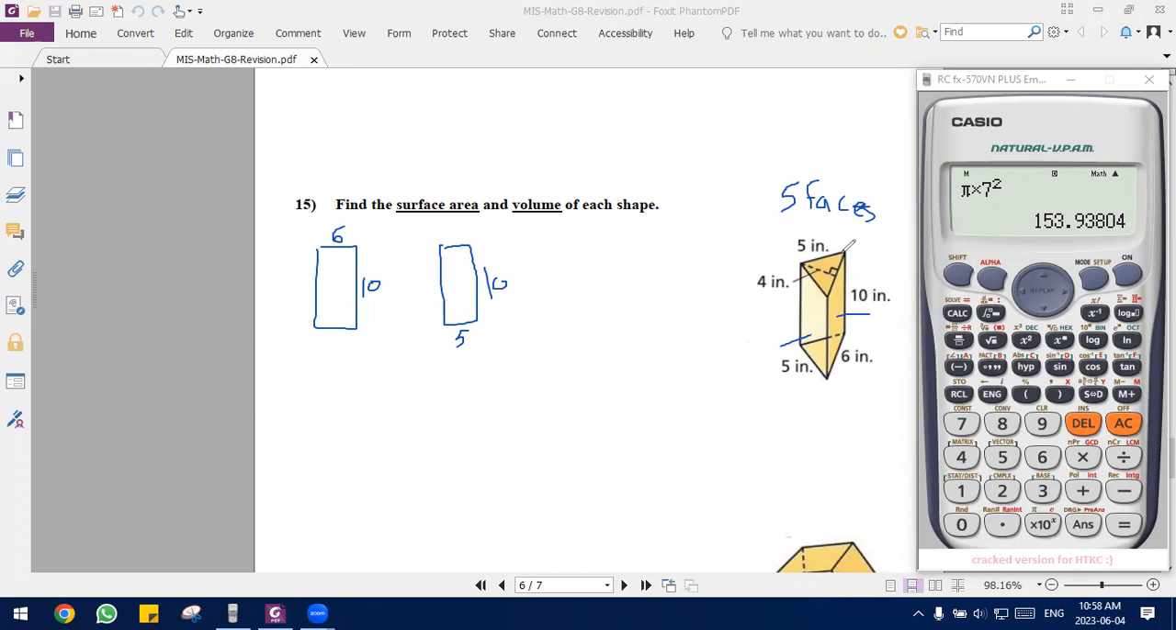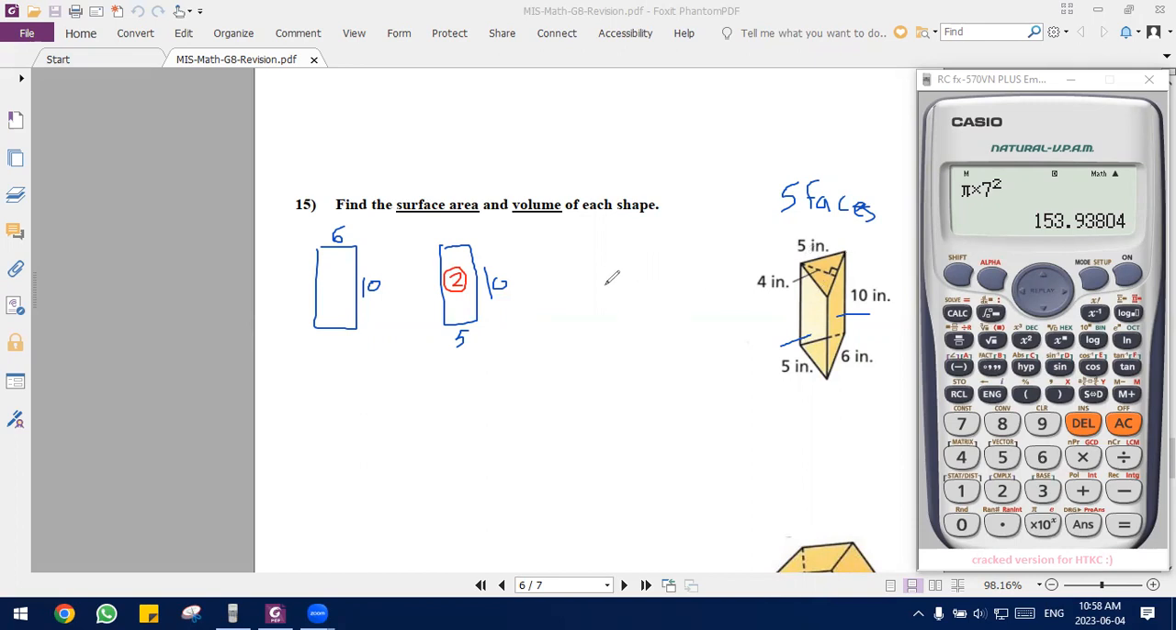Now, the rectangle at the back, it's 5 by 10 also. So it's equal to that one that I have here, 5 by 10. So here, let me write 2 and circle it, which means that I have 2 faces here that are equal. So now I have 3 faces. Now what is left? The triangle.